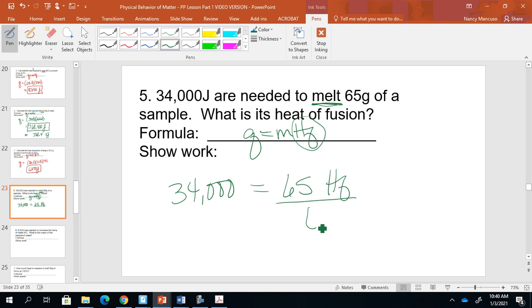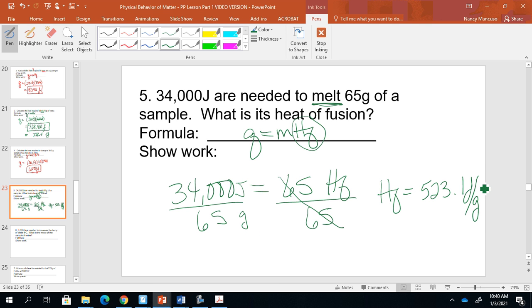So I'm going to divide this side by 65 and this side by 65. These will cancel out. Hf equals, and now I punch into my calculator, 34,000 divided by 65 equals 523.1. It does have decimal places, so I'm going to round it to the tenths place. This was joules and this is grams, so my unit is joules per gram. 523.1 joules per gram. All right, perfect. You can solve for anything using these easy formulas.